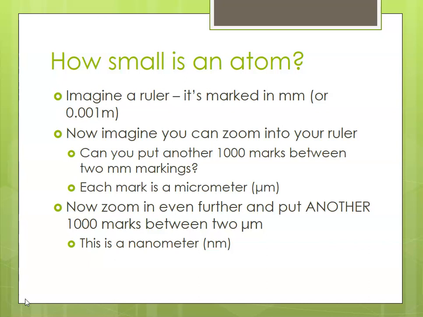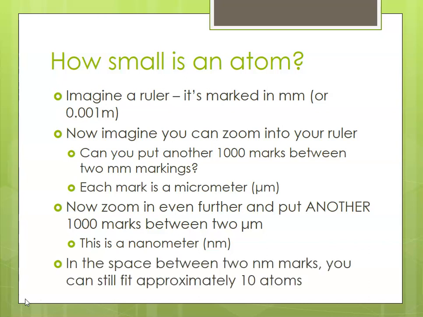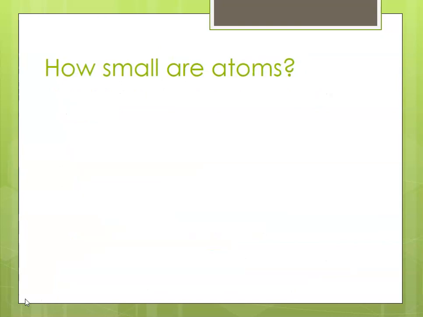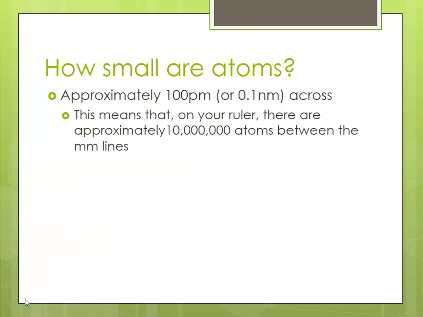Fantastic. Okay, so in the space between 2 nanometers, you will fit approximately 8 to 10 atoms in that incredibly tiny space. All right, picture it for a sec if you can, and it's pretty hard to do, I know. An atom typically ranges from sort of 80 to 200 picometers, or around about 0.08 to 0.2 nanometers across.